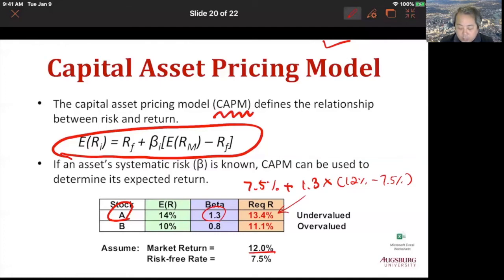it is 11.1%. Now, with given expected returns of 14% and 10%, stock A is undervalued since its given expected return of 14% is higher than the required return from CAPM, 13.4%, since low price may lead to higher returns. For B, it is opposite. So if we use CAPM and compare the return from CAPM with current market expected returns, we can find out whether the stock is mispriced or not.